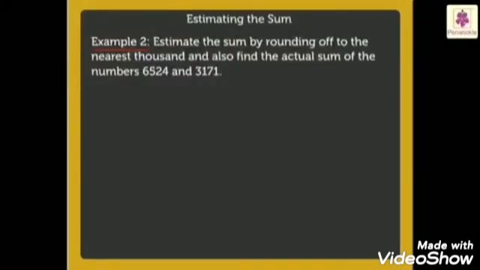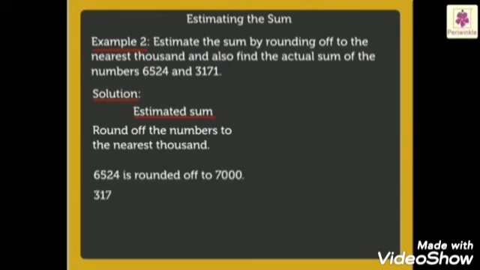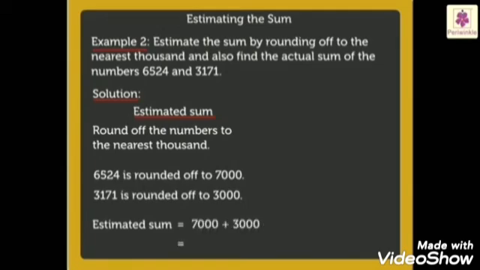Let us quickly solve one more example. Here, to estimate the sum, round off the numbers to the nearest thousand. So 6,524 is rounded off to 7,000, and 3,171 is rounded off to 3,000. Thus, the estimated sum is equal to 7,000 plus 3,000, which is equal to 10,000.